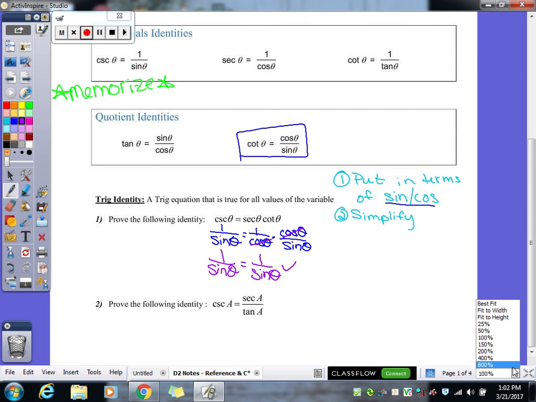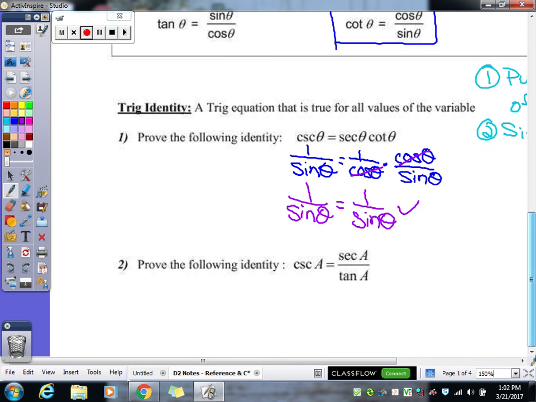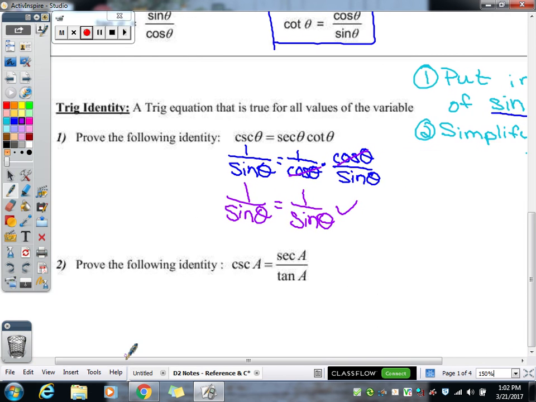All right, let's try number 2. I'm going to try to make this bigger. So we have cosecant A equals secant A over tangent A. So again, cosecant is what? Because one from the top, one from the bottom cancels each other out. That's our rule of fractions that we did all the way back at the beginning of the year. So cosecant changes into 1 over sine, so we have 1 over sine A.